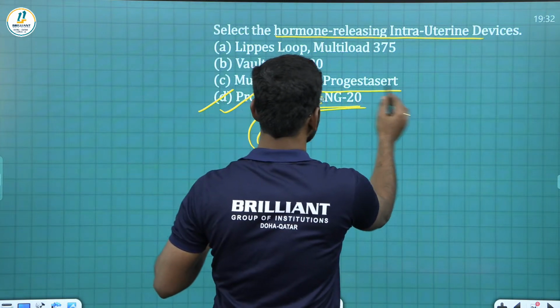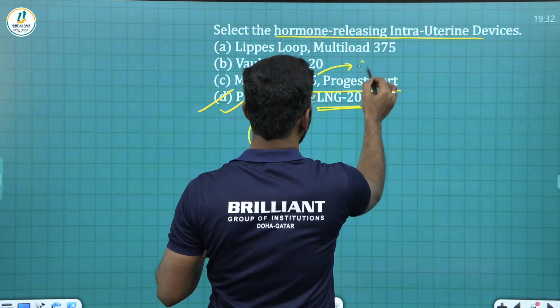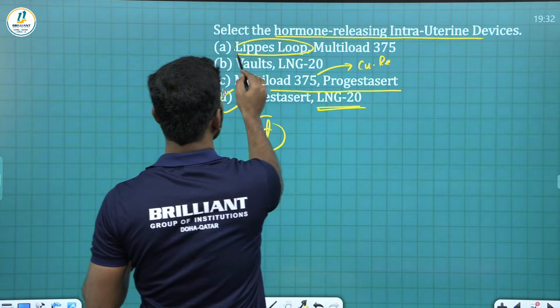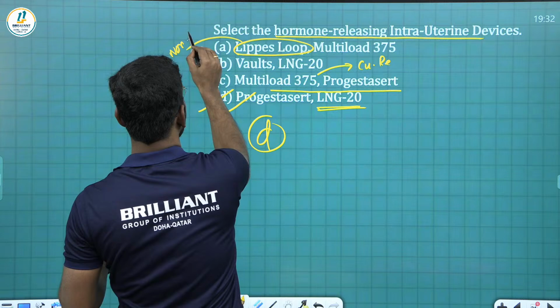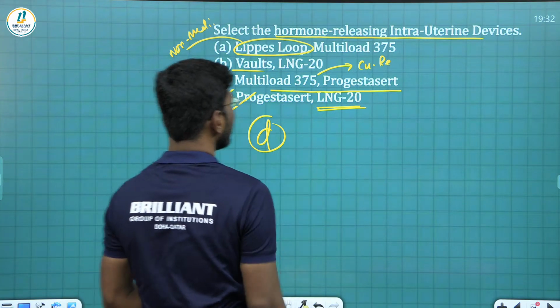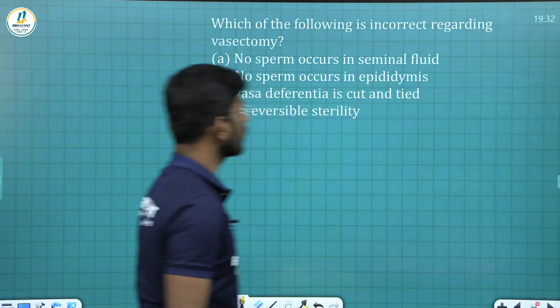Multiload 375 is what? Copper releasing IUD. Lippes loop is what? Non-medicated IUD. Non-medicated IUD. Right? Walls, physical barriers. Next question.